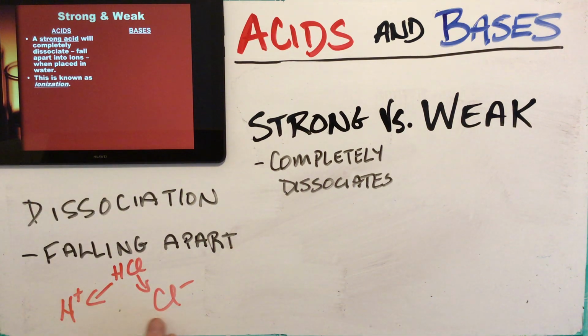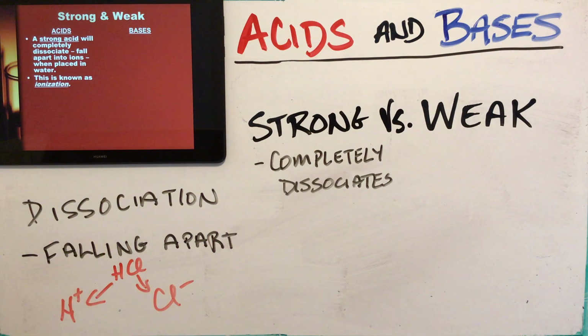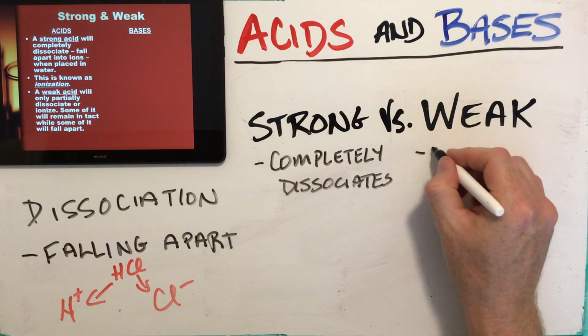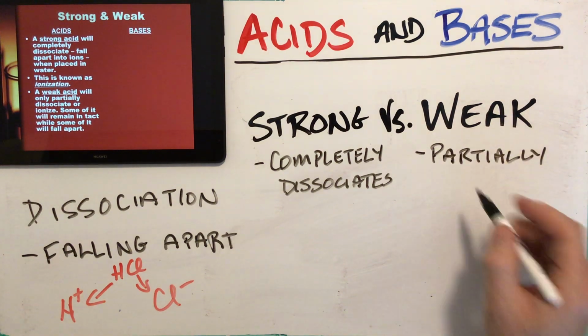So when this happens, it's known as dissociation. It's called ionization because we're forming ions, right? The dissociation of an ionic compound forms ions. So it's also known as ionization. Now, a weak one, if it's weak, it only partially dissociates. So not the whole thing does, right?